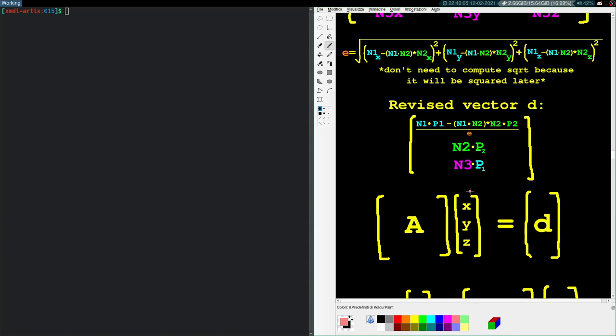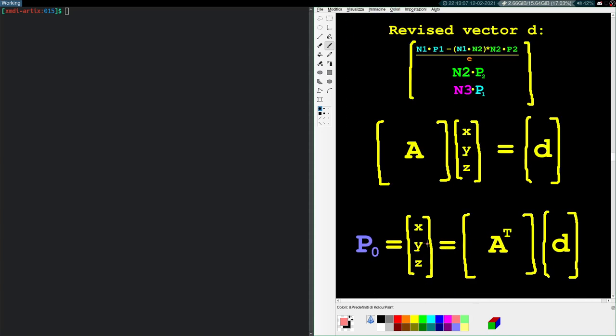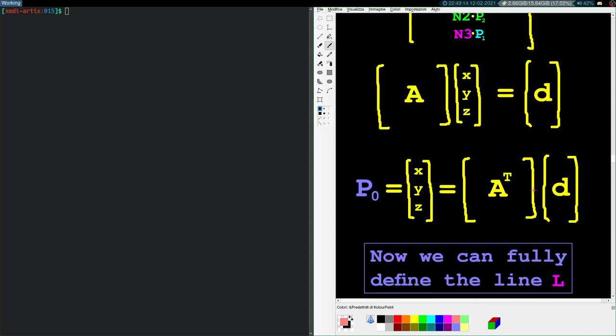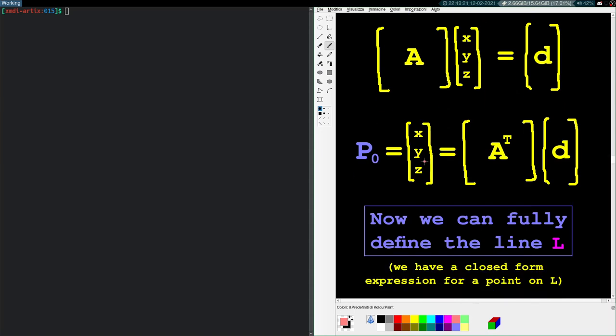But now, with your orthonormal matrix A, you can take the transpose and pre-multiply both sides, and then you can evaluate P0 very simply like this. So A transpose times D, that will exactly give you P0. And once you have P0, you can fully define line L. So basically, now you have a closed form expression for a point on line L. And with that, you have line L. And that's one of the hardest parts of solving the intersection problem. And you did it without a single matrix inversion, which is very, very nice.